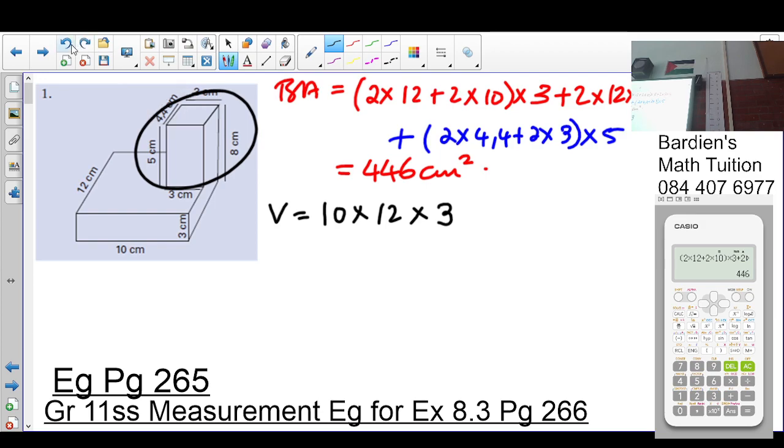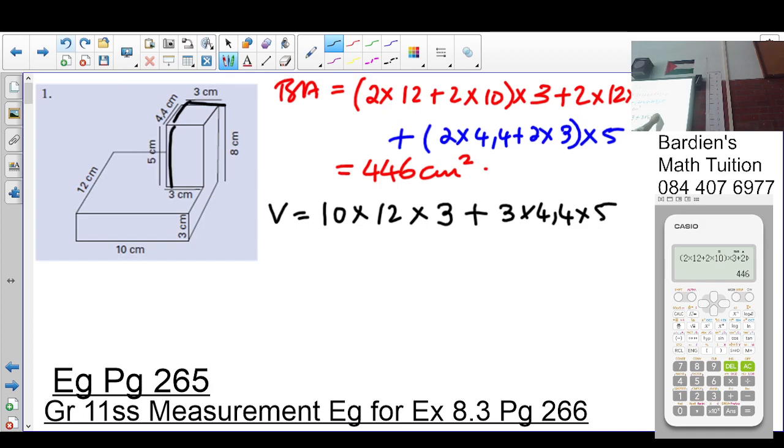If you're going to look at the volume of this part here, okay, so the volume there is going to be length times breadth times height again, which is going to be 3 times 4.4 multiplied by the height, which is 5. So it's 10 times 12 times 3 plus 3 times 4.4 times 5. It's 426 centimeters cubed.